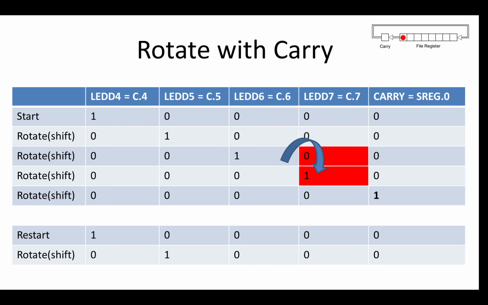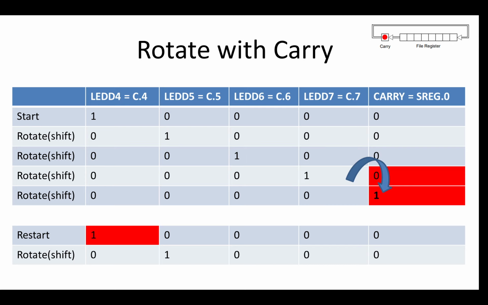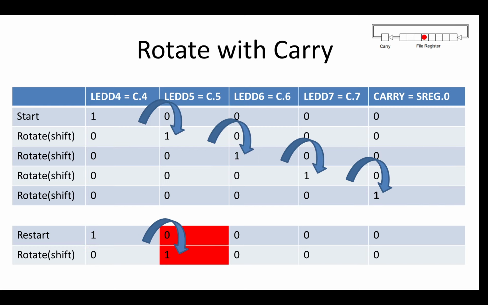But when you rotate it the next time, it will set the carry flag. Because where's it gone? It's gone into the carry flag. We can test for that carry flag. If the carry flag, or a bit that's called sreg.0, has been set, we can restart the sequence. And when we restart the sequence, we can go back to LED 4 and just repeat and repeat and repeat. It's very, very simple. Let's have a look at what that looks like in terms of the code.